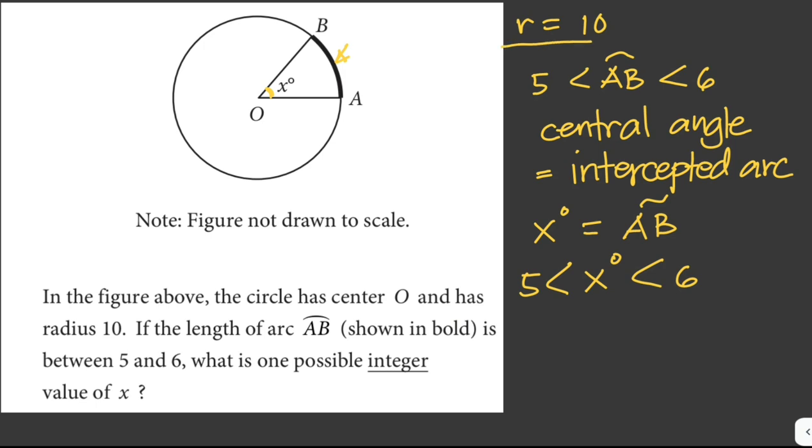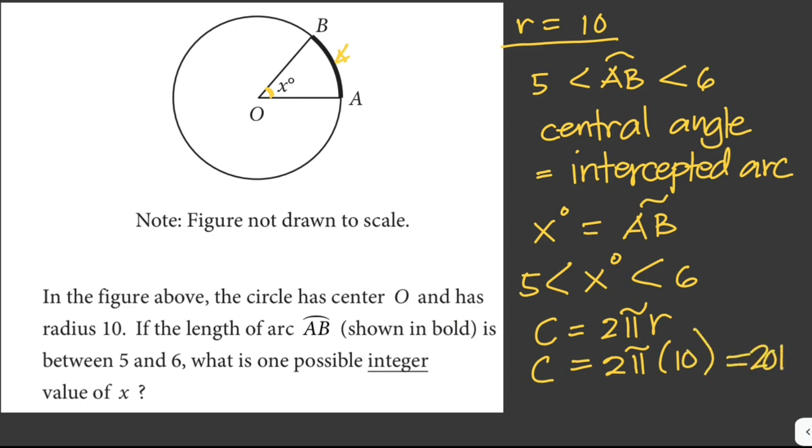We are given the radius, so we can solve for the circumference of the circle, which is equal to 2 pi r. Plug in the value of the radius, so this is 2 pi times 10. So the circumference of the circle is equal to 20 pi. And we know that the full circumference of a circle is equivalent to 360 degrees. So we can use ratio and proportion here.